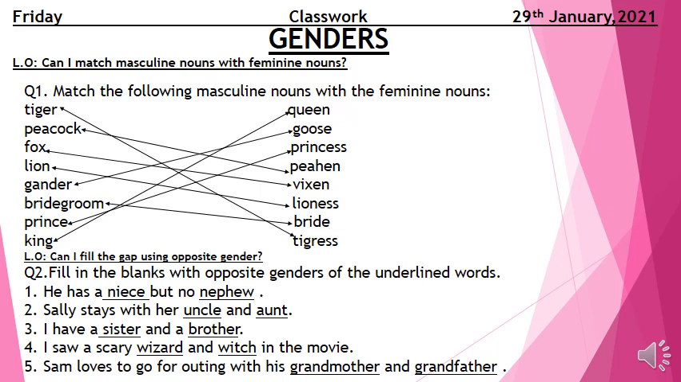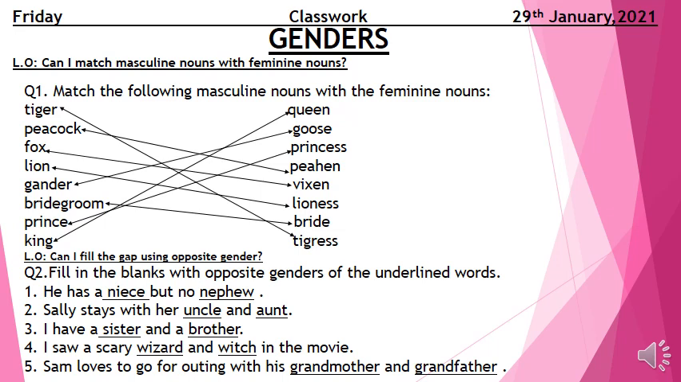Okay, come to the question number 1 answer. Match the following masculine nouns with the feminine nouns. So the feminine noun for tiger is tigress, peacock, peahen, fox, vixen, gander, goose, bridegroom, bride, prince, princess, king, queen. Okay, now let's have a look at answer number 2.